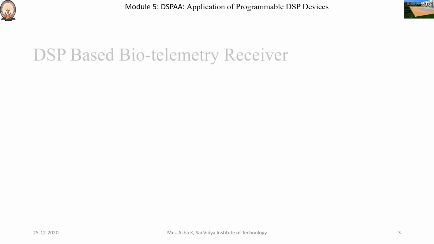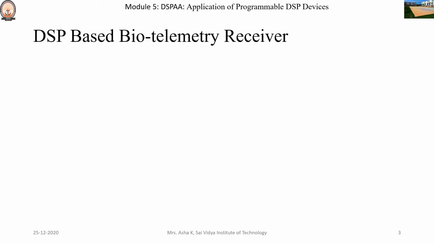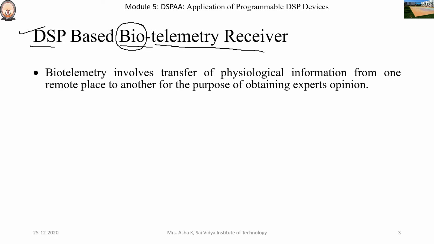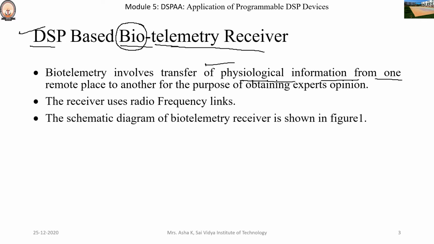Here we're going to discuss the DSP based biotelemetry receiver. DSP stands for digital signal processor. Bio means physiological information is carried here, and tele means remote. DSP based biotelemetry involves the transfer of physiological information from one remote place to another for the purpose of obtaining expert opinion. Here we are going to use radio frequency links for transmission of information. The receiver uses the radio frequency link.